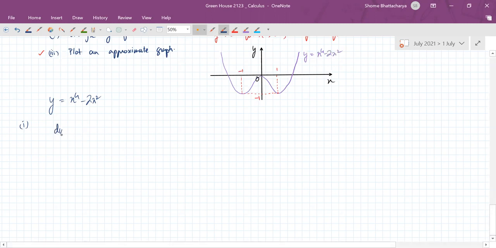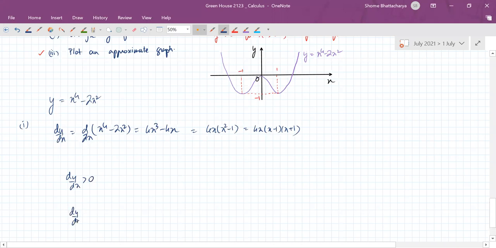So dy by dx is the differentiation of this term. So that's the cubic function it will become: 4x cubed minus 4x. Okay. So this, if we factorize, we can write as this. Now to understand when dy by dx is positive and when dy by dx is negative, you have to actually understand this and the number line, right? So do the wavy curve or number line method analysis.